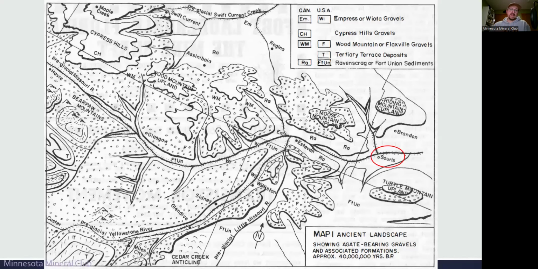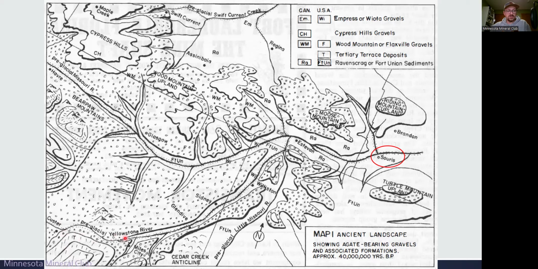So going back again to that previous article I mentioned, Lapidary Journal, this is another more geological map of the area. And this is looking at approximately 40 million years ago with their agate-bearing gravels and where they were deposited. And so you've got your mountains over here, you've got your Bear Paws, down here your Bighorns and different other mountains to the west and to the south.